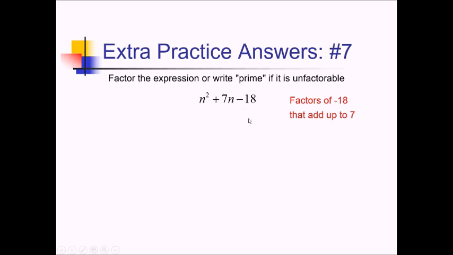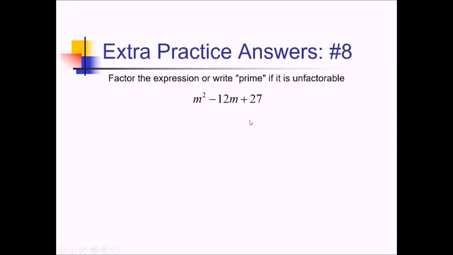So let's look at some factors of 18. We've got 1 and 18. Those will not add up to 7 or subtract. I have 2 and 9. Now if I had negative 2 and positive 9, that would add up to positive 7. So my factors then are going to be n minus 2 and n plus 9.